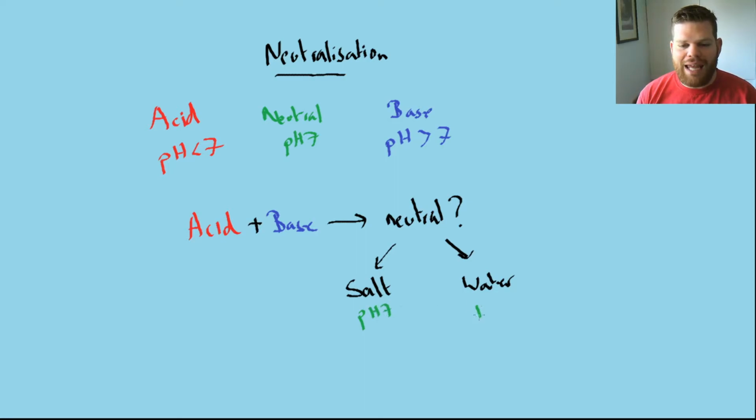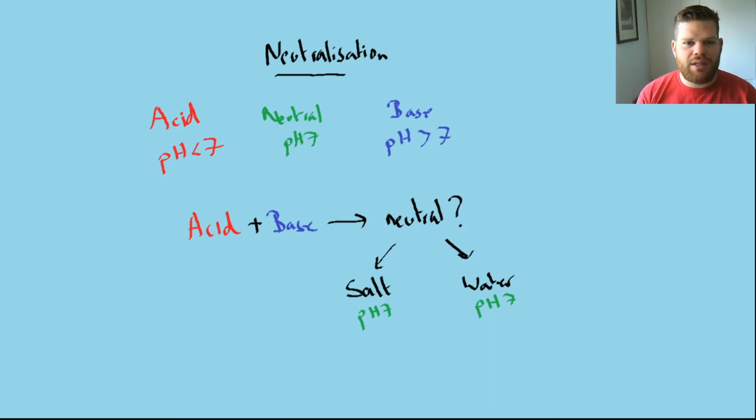So if we were to take some universal indicator and add it to a solution of some acid and then add some base to it, we're eventually going to end up with a green solution at the end. And that green solution is going to be a mixture of salt and water.